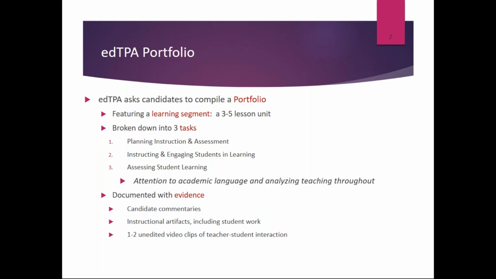And the third task will be more focused on assessment. So all of the evidence for task 3 is intended to demonstrate you are effective assessing student learning. And there is attention to academic language and analyzing teaching throughout. What that means is, throughout all of the evidence pieces for task 1, task 2, and task 3, you have to pay careful attention to academic language and analyzing your own teaching, and we will talk a little bit more about that in just a moment.